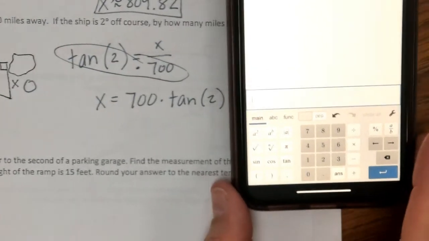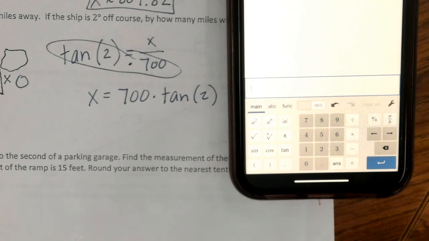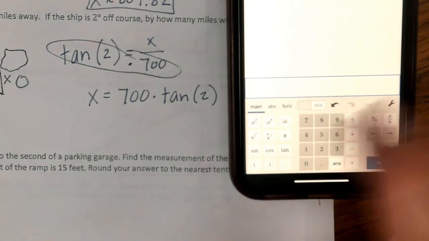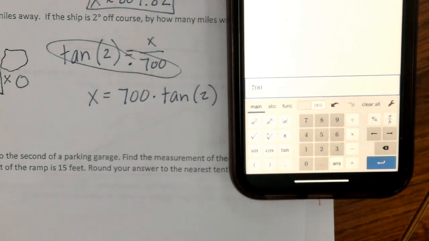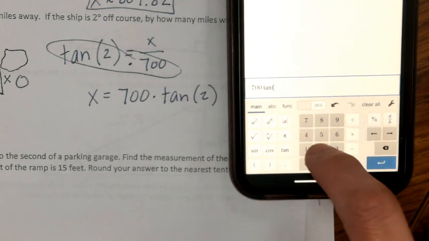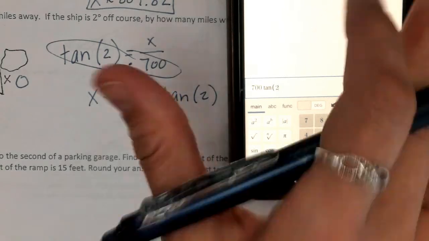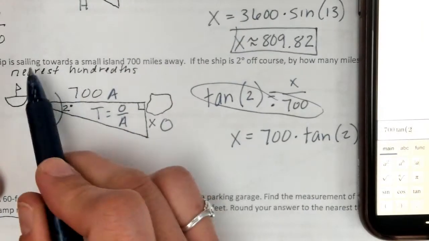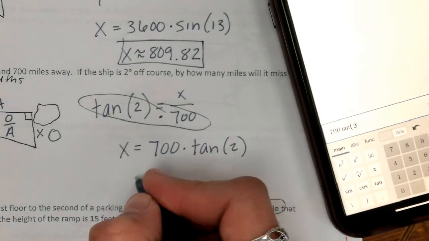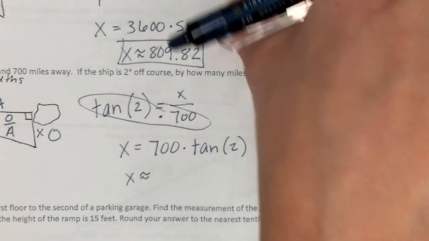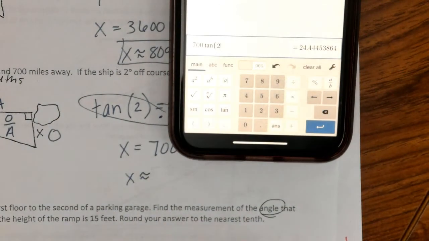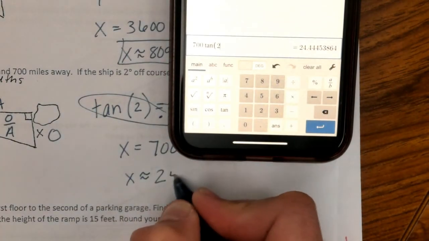So x will come out to number first times tangent of 2. Okay? Again, please use Desmos because I had a student getting different answers than me, and it's because she used a different calculator and it was set in that radians I told you about. So always make sure this defaults to degrees. 700, then we have to push times tangent of 2. This one didn't tell us, but in the video I told you round to the nearest hundredths. So x will become approximately, as you see on the calculator, 24.44. Lots of fours.